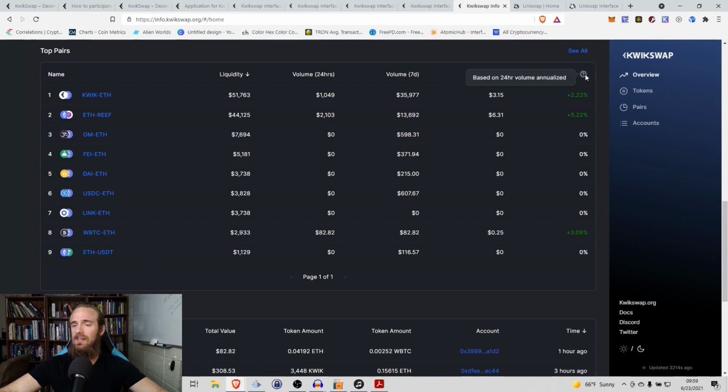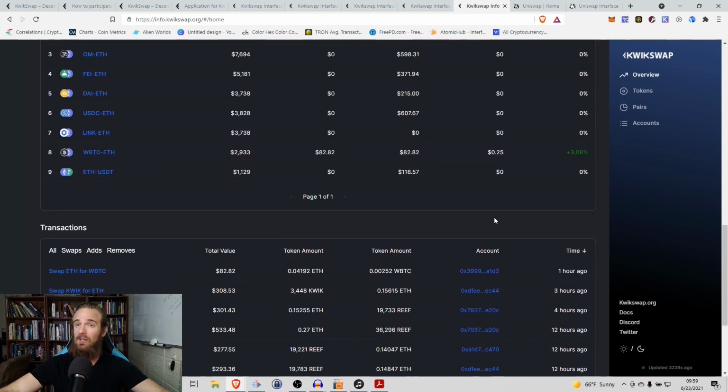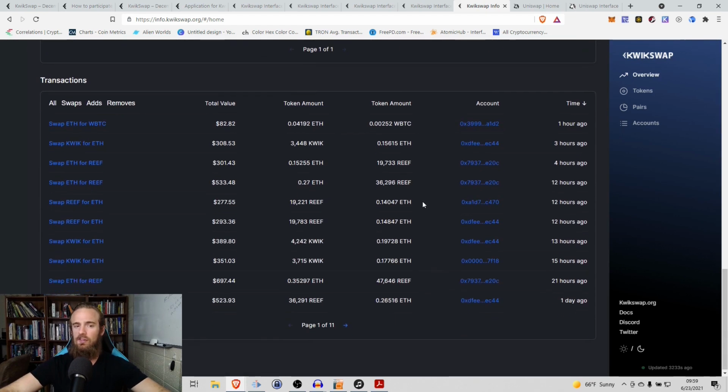So what you can see is that it gives us a very easy view of the volume of trades. So within the past 24 hours, if we would annualize that out, the APY, the 1 year liquidity fees for that ETH to Reef pair are sitting at about 5.22%. So something to keep in mind if you are considering providing liquidity on this exchange.